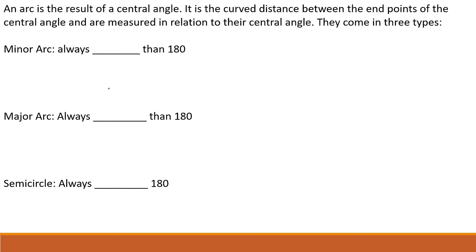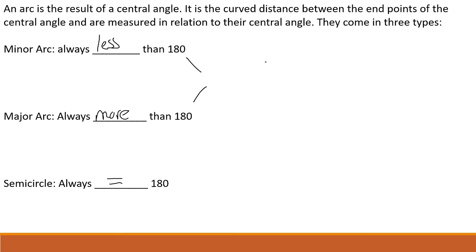And now, every time we have an angle, we also have an arc that goes with it in a circle. So we have three types of arcs that we usually talk about. A minor arc, which is always less than 180. A major arc, which is always more than 180. And a semicircle arc, or a semicircle, which is always equal to 180. So these two kind of go hand in hand.